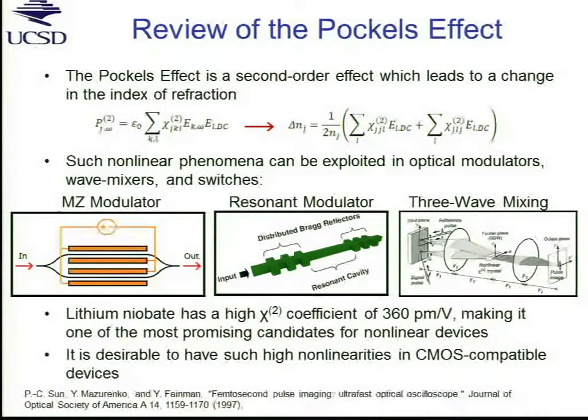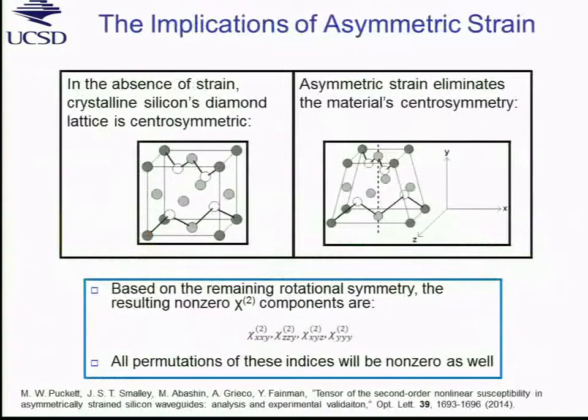So lithium niobate is the material of choice so far, with a Chi2 of 360 picometer per volt, and it's one of the best materials. But if you want to put it on silicon, it's not trivial. So it would be great to make silicon have coefficients of at least lithium niobate and have it on a CMOS compatible platform. So what we did, we tried to analyze what happens, and I'll give a very brief review.